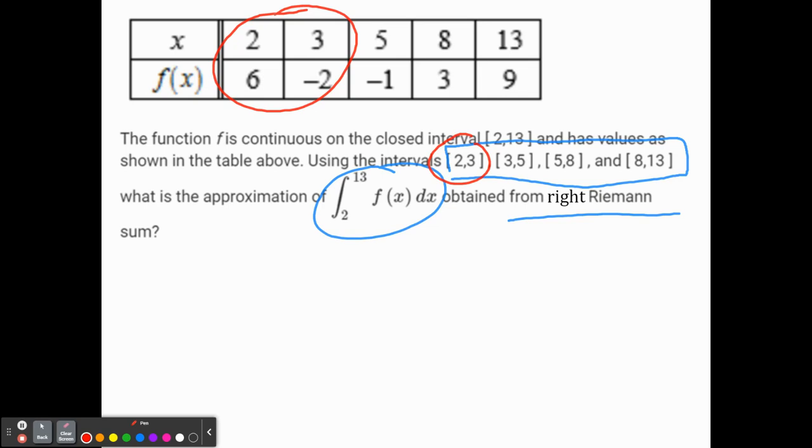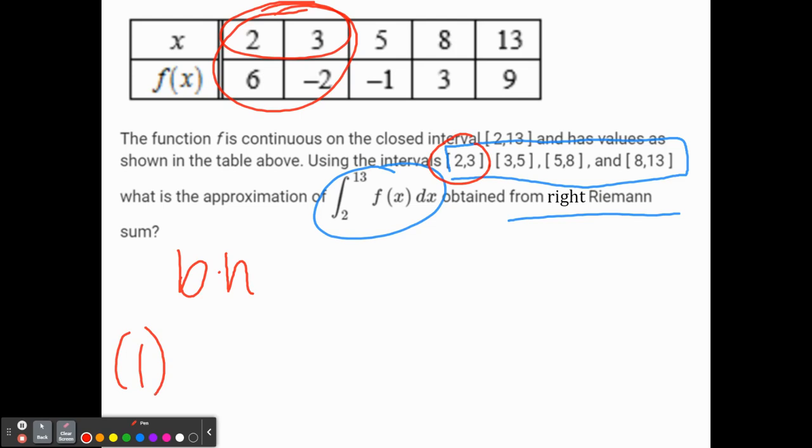Now I know for right, left, and midpoint Riemann sums, we're always dealing with the formula base times height. We're creating rectangles. So the base is determined by the distance between your x values. So the distance between 2 and 3 is 1. So that means my base for that first rectangle is 1.